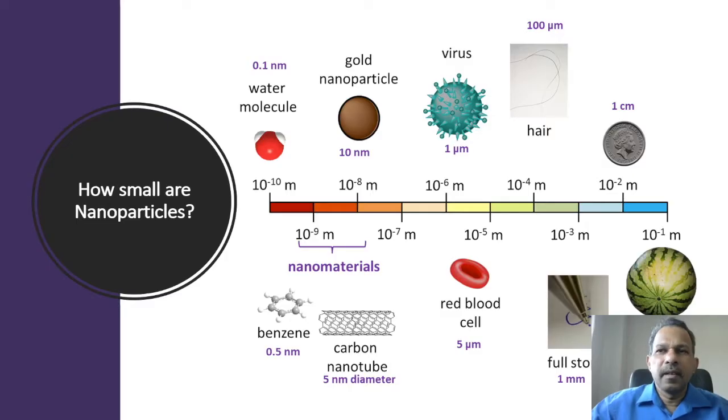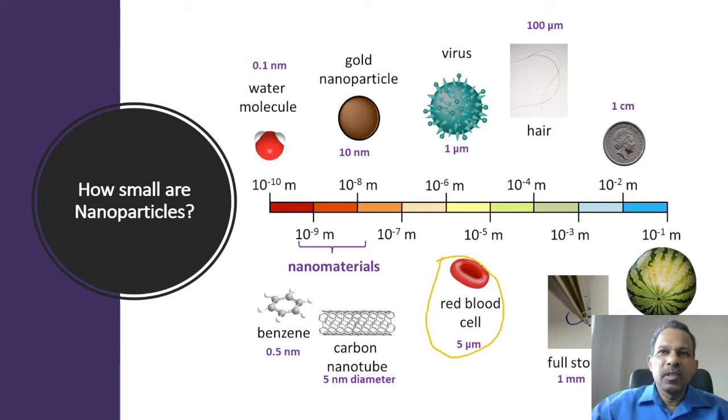Nanoparticles are tiny, but how small are they? In order to get a proper understanding, we will start with a known object. For example, a full stop. The full stop is almost 1 millimeter in diameter. If you divide that into 1000 units, that's a micrometer. The respiratory droplet that we talked about during the COVID time is 5 micrometers or even smaller. It's almost the size of a red blood cell.